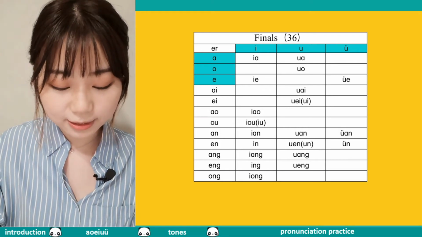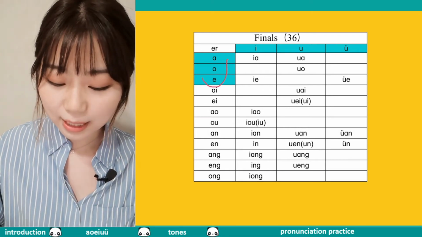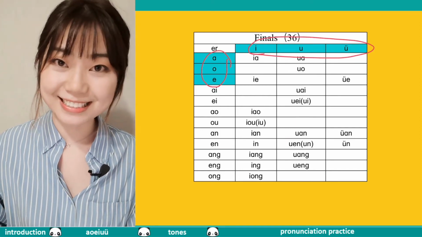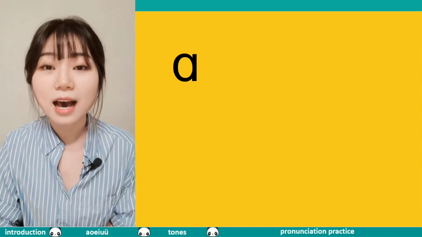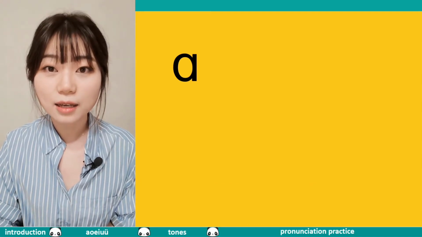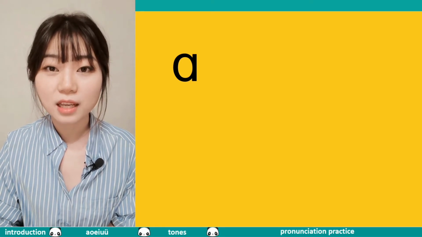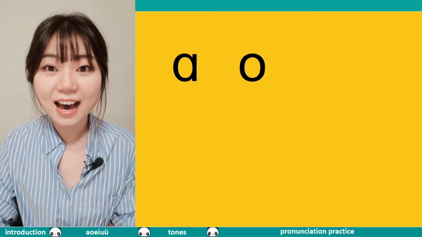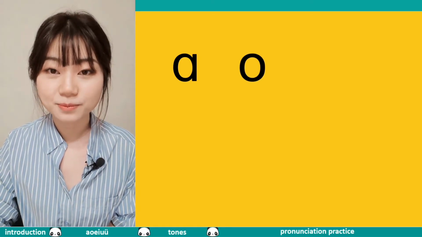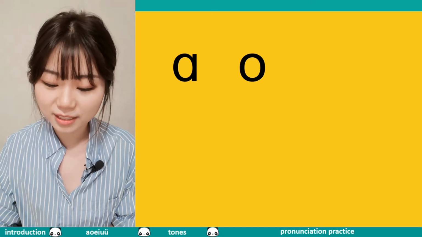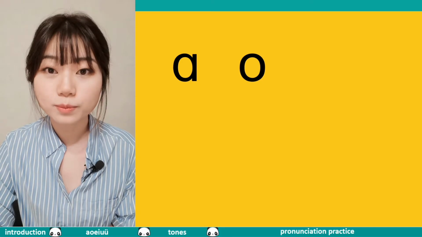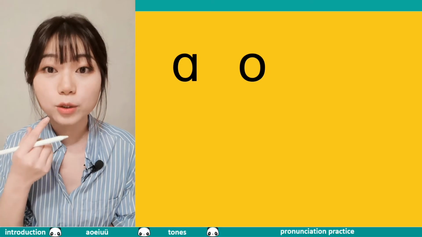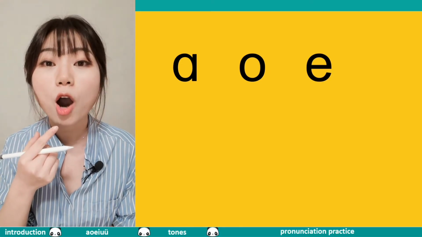And here are the 6 finals for today, which are also the 6 vowels in Chinese. Okay, let's see how to pronounce them. The first one, a. Open your mouth wide and big, like going to the dentist. A. And the next one, o. Hold back your tongue. O.